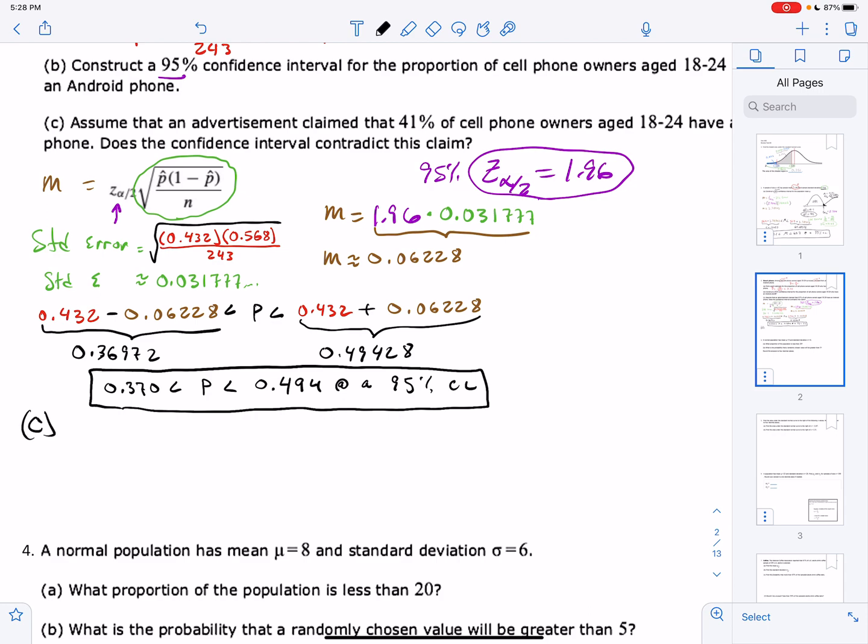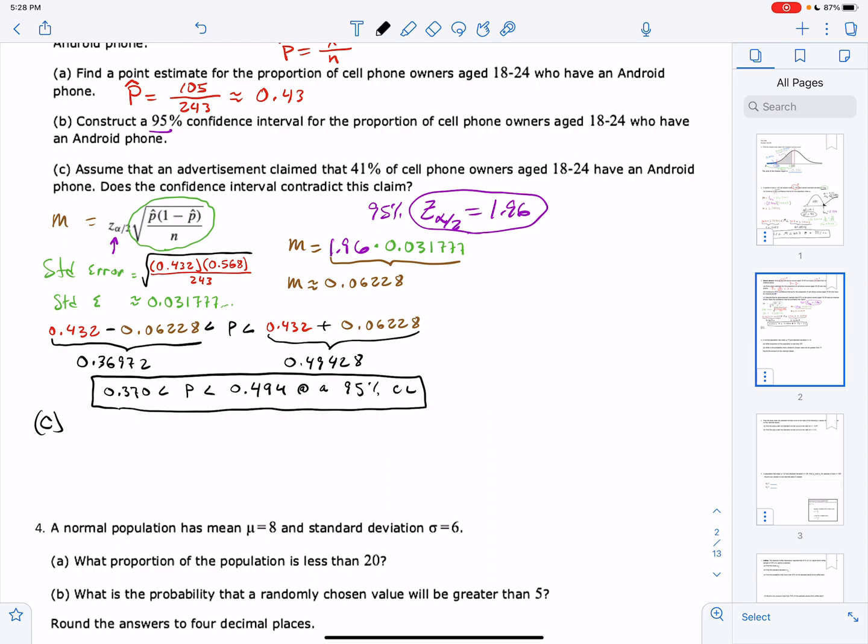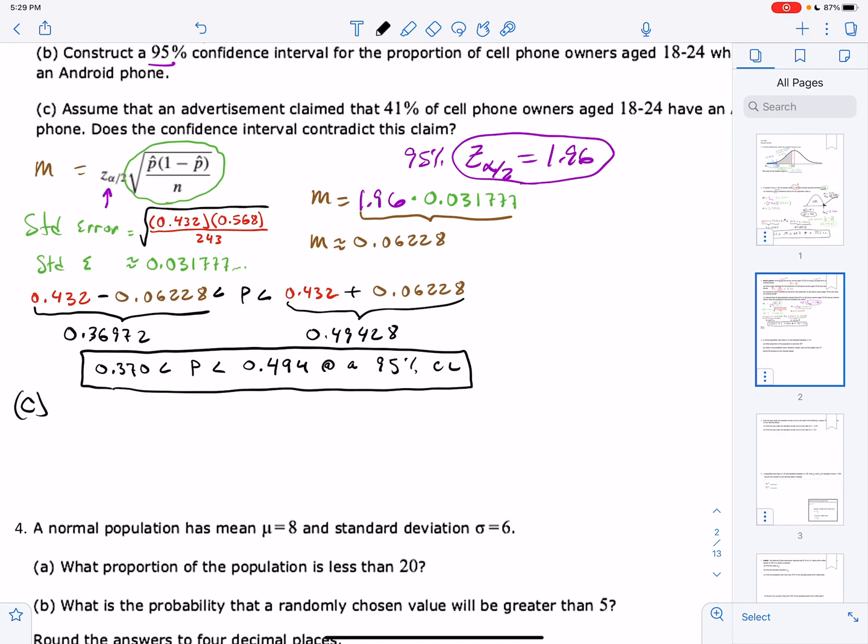Part C had a little bit more to it. Part C says, assume that the advertisement claimed that 41% of cell phone owners aged 18 to 24 have an Android phone. Does this confidence interval contradict the claim? Okay, this confidence interval does not contradict the claim.